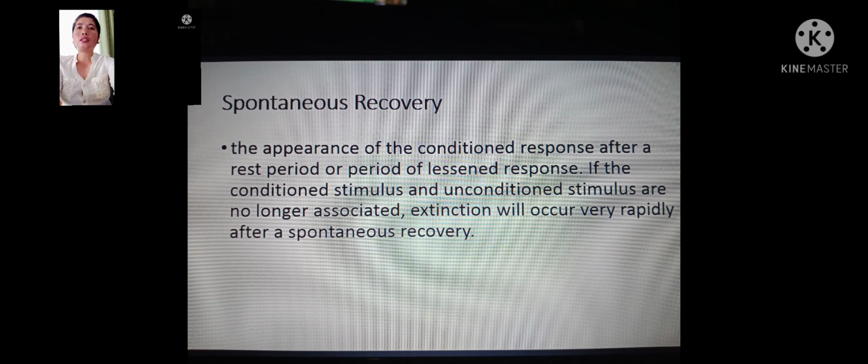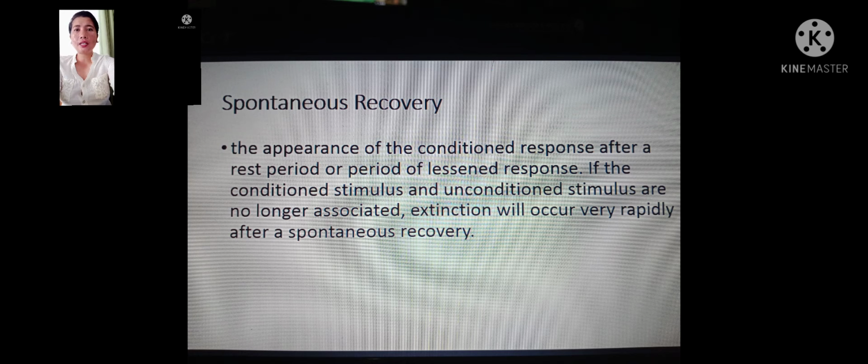So the third one in classical conditioning is spontaneous recovery. Spontaneous recovery is the appearance of the conditioned response after a rest period or period of lessened response. If the conditioned stimulus and unconditioned stimulus are no longer associated, extinction will occur. So after extinction comes spontaneous recovery.